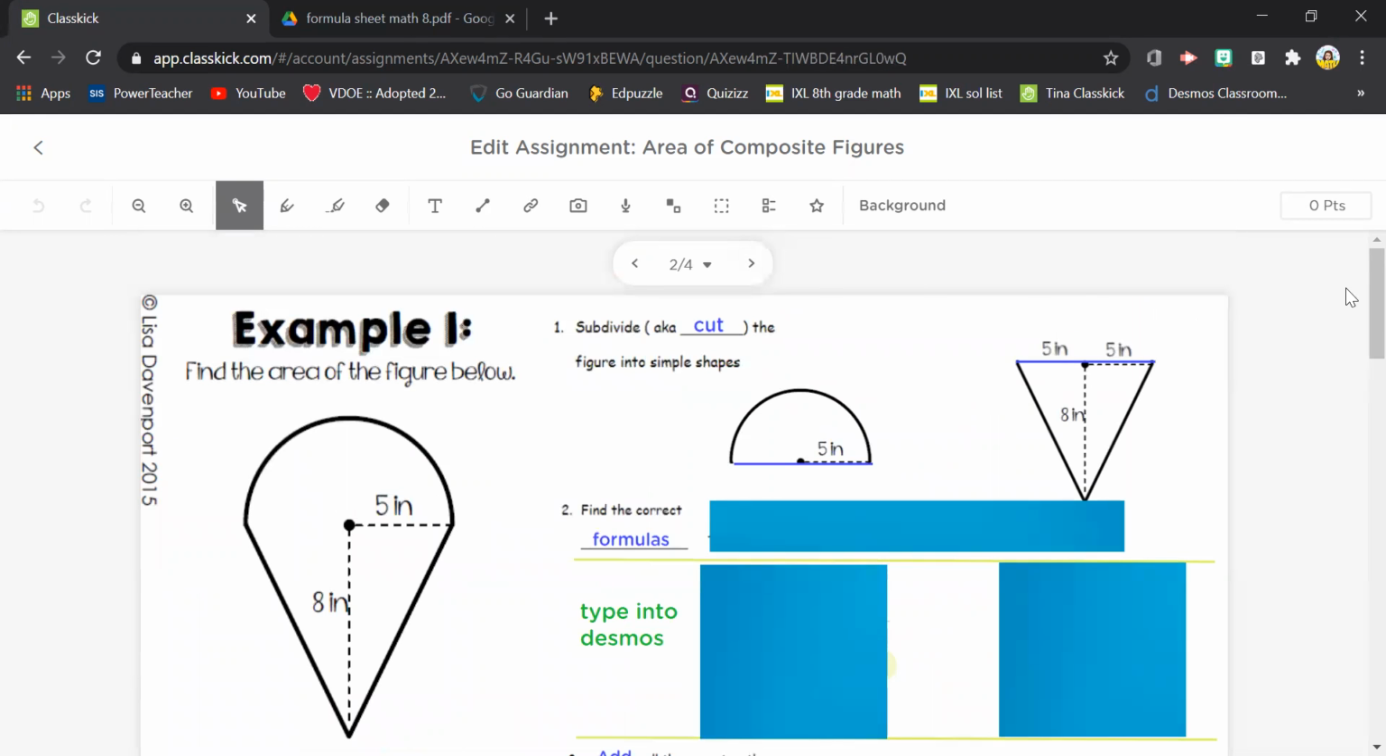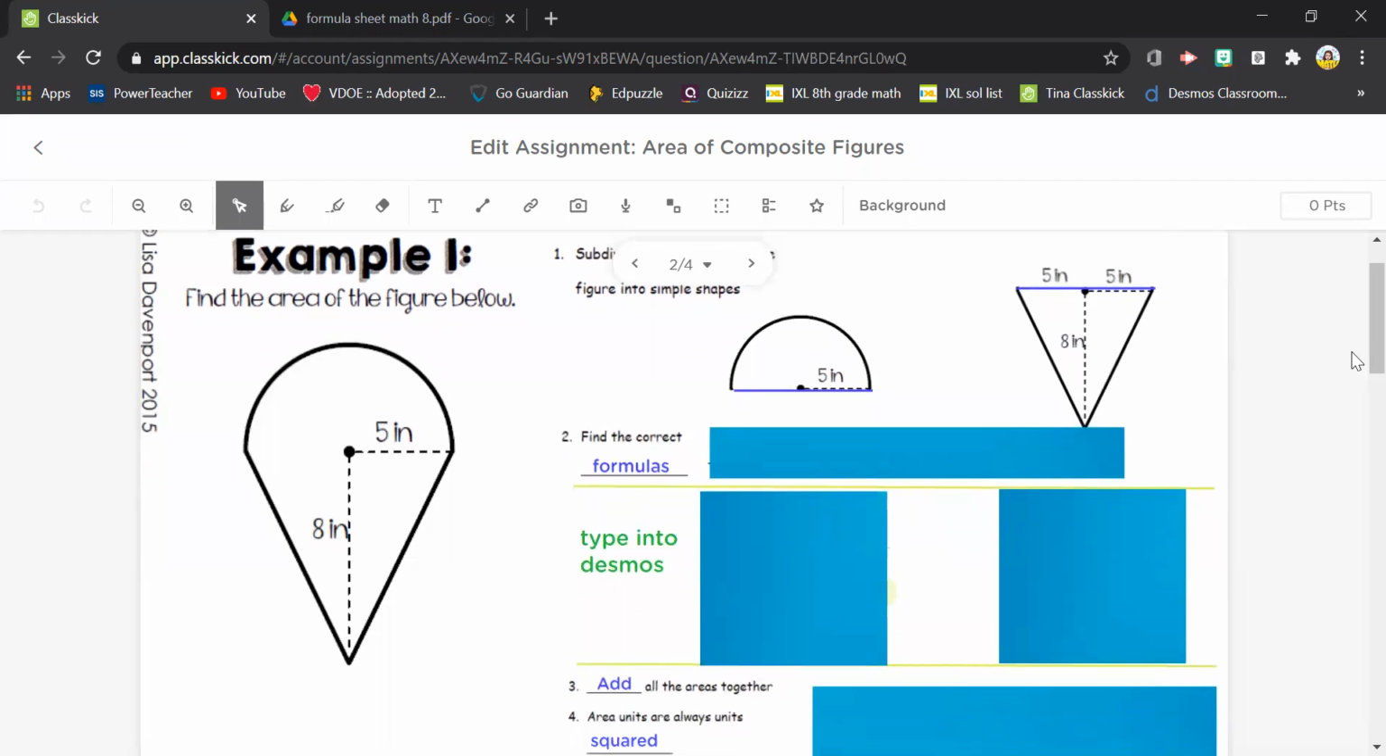So here is the first example. This looks like an ice cream cone, and I'm just going to go through my steps. My first step is to subdivide or cut the figure into simple shapes. I can cut it straight across here, and we'll have a semicircle and an upside down triangle. Once I've got that cut, I kept the measurements.